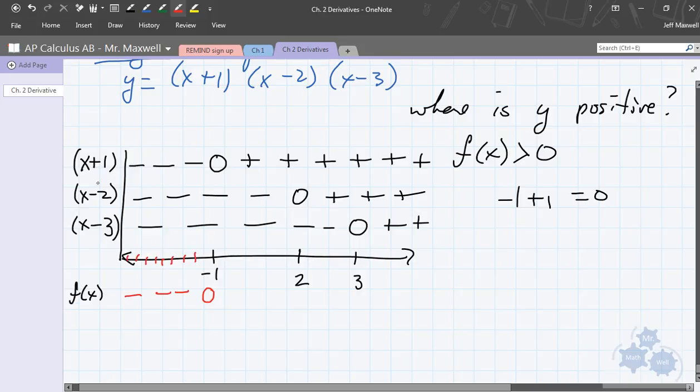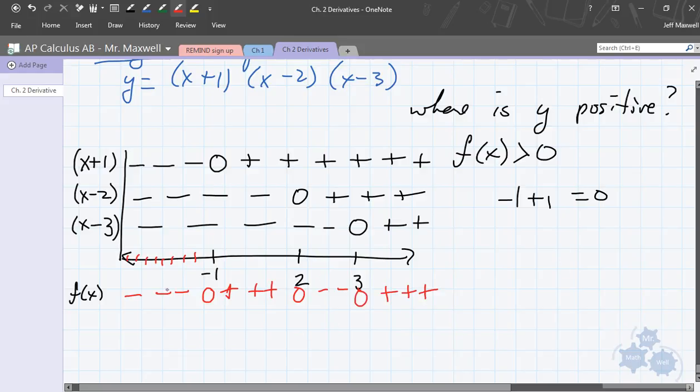This means that the function for all x values here, taking into account all of the factors, will multiply out to a negative value. At negative 1, because one of the factors is 0, the whole product will be 0. That means the function itself will be 0. Negative times the positive times a negative. These two make a positive. So positive, 0, negative, 0, positive.